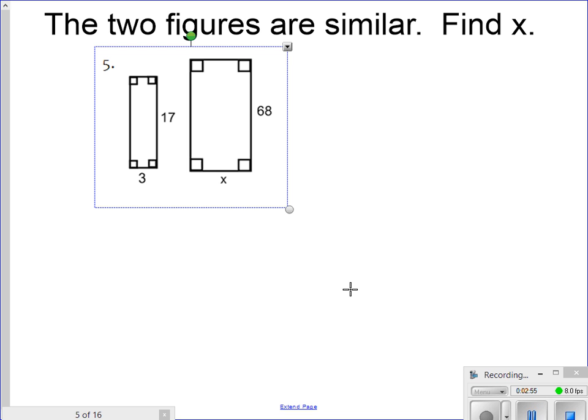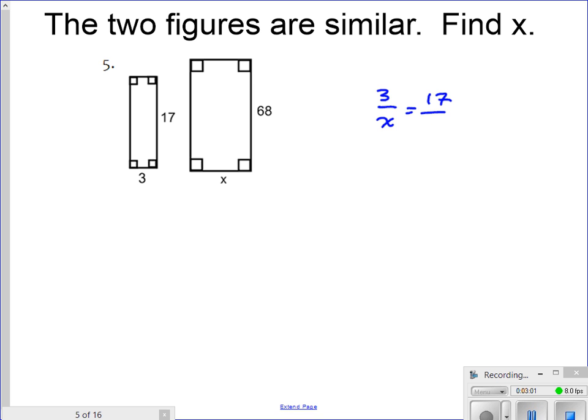Here we're told again these two things are similar, so find x. So 3 over x would match up with 17 over 68. So cross multiply very quickly. So 3 times 68 equals, so 17x equals 204. Divide both sides by 17, and x equals 12.